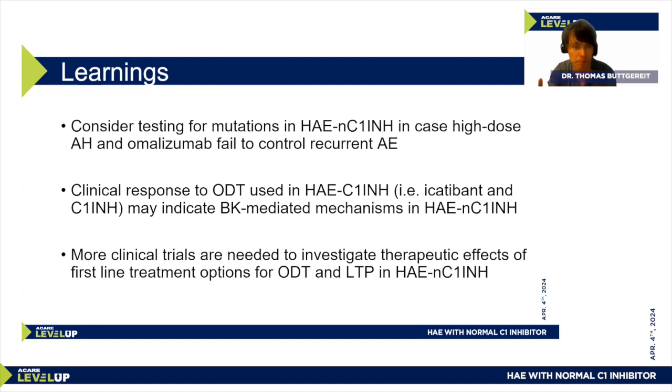So what are the learnings? I think it's important to test for mutations in patients with HAE with normal C1 where we see a failure of high-dose antihistamines and omalizumab treatment. And in my opinion, from the clinical cases I've shown, the response to the on-demand treatments, which are approved for HAE due to C1 inhibitor deficiency, may indicate a bradykinin-mediated mechanism in these patients, and they could be used. But what we definitely need are more clinical trials to investigate the effects of the first-line treatments we have so far for HAE, to have better treatments for our patients.